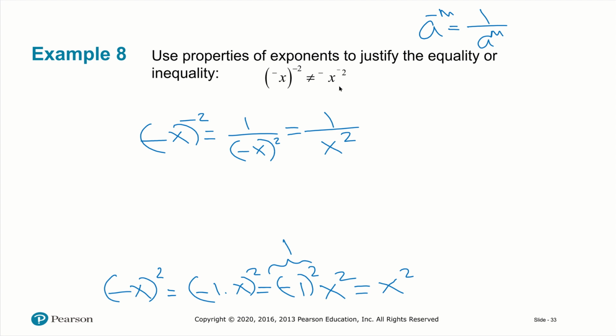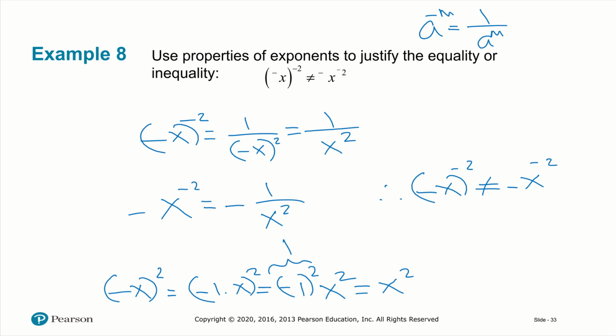So now let's look at the other side, negative x to the negative 2. Notice this time the negative is not being raised to the power of negative 2. So that's like saying negative 1 times x to the negative 2. So the negative is just going to carry, and this part is just going to become 1 over x squared using this rule. So you can see this one is positive 1 over x squared, this one is negative 1 over x squared. Therefore, we have just verified that negative x to the power of negative 2 does not equal negative x to the negative 2. That's how you approach these problems, okay?